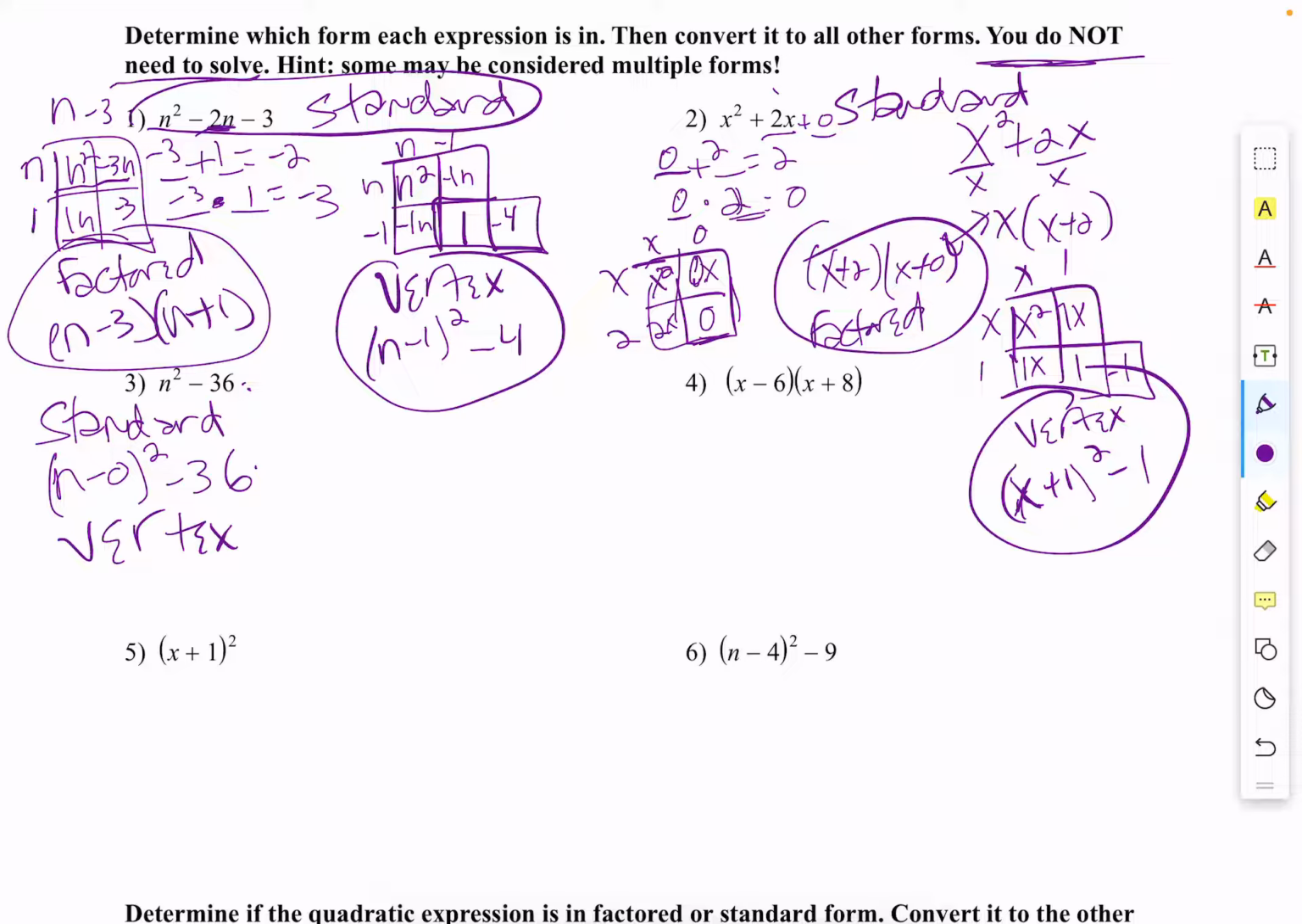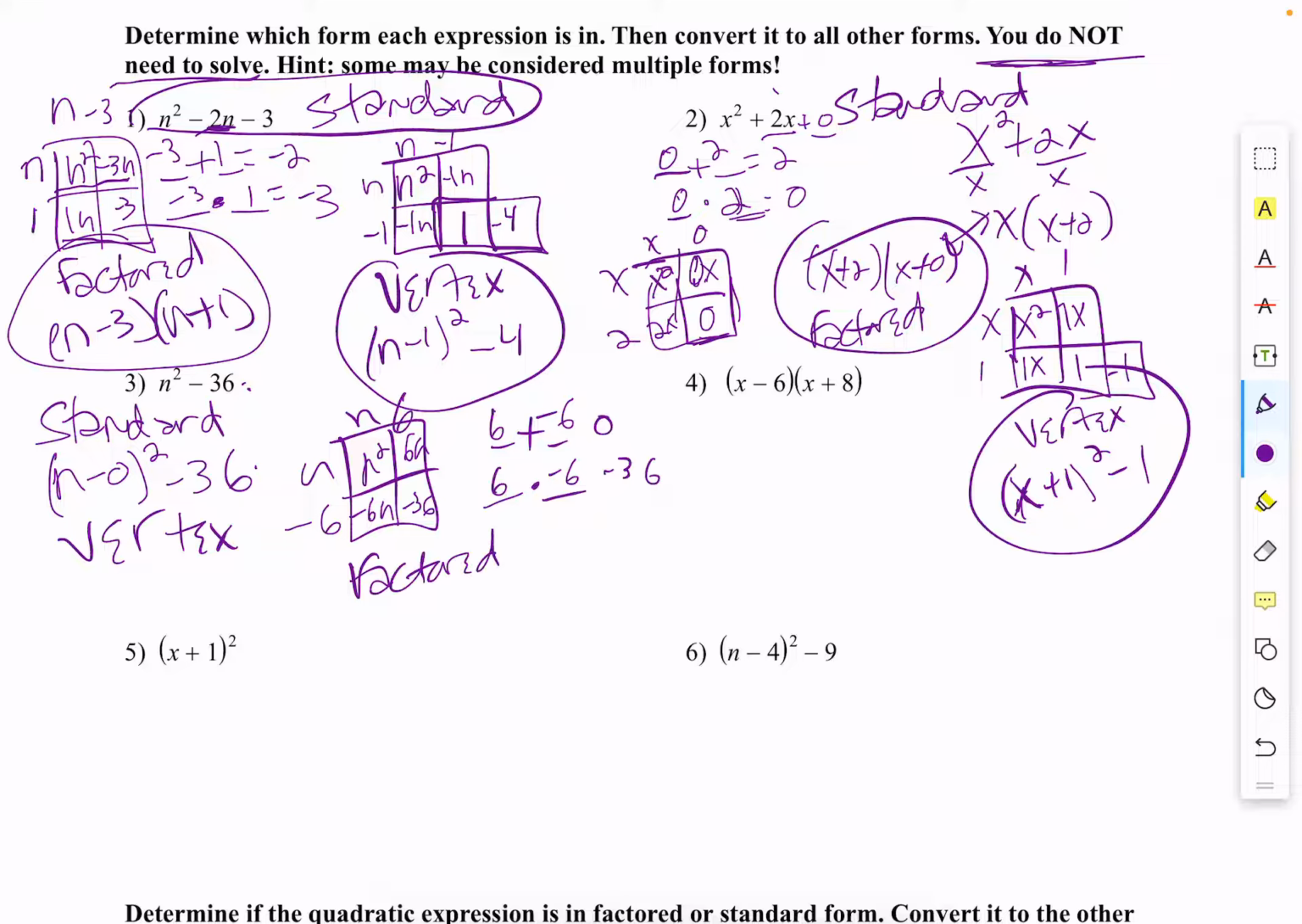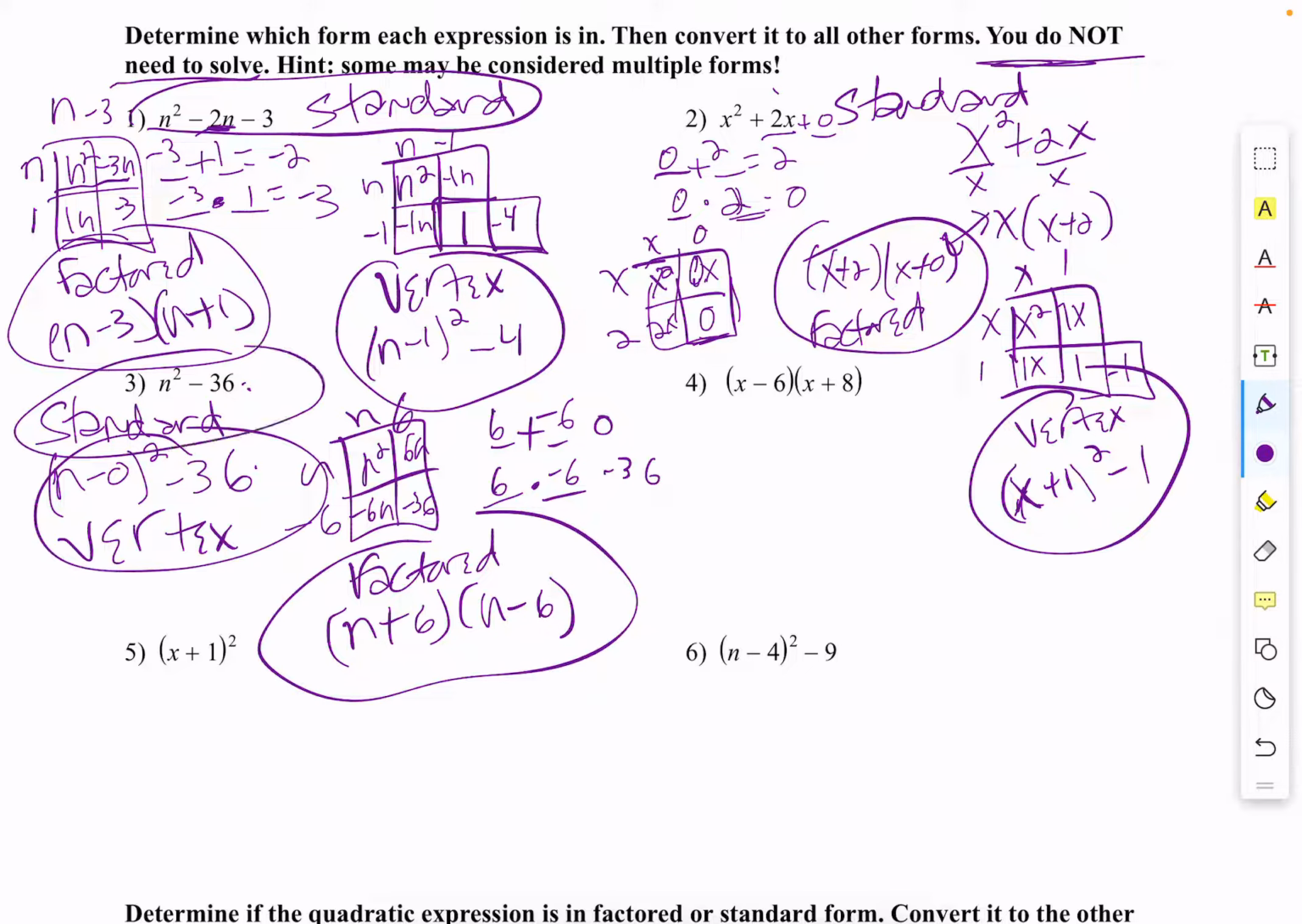So now I just need to go to factored form. I'm going to find two numbers that add to 0, my middle coefficient, and multiply to negative 36. So that's going to be 6 and negative 6. So n squared, 6n, negative 6n, negative 36. Take out my GCFs in each row and column. And my factored form is n plus 6 times n minus 6.